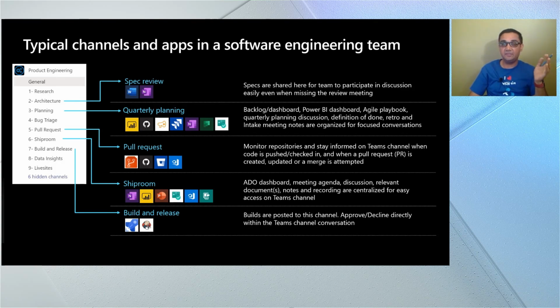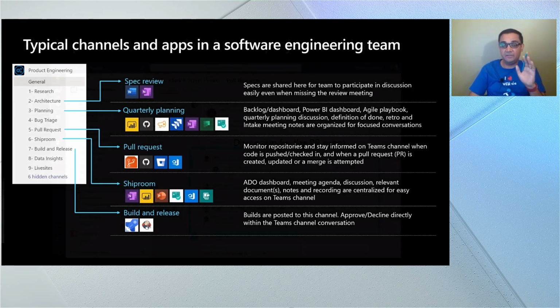In the build and release channel, that's where you talk about builds that are happening, and if a build is blocked from rolling out, why is that? You can use Azure Pipelines, or you can use Jenkins connectors to push stuff into those channels. So hopefully this makes it a little bit more real.